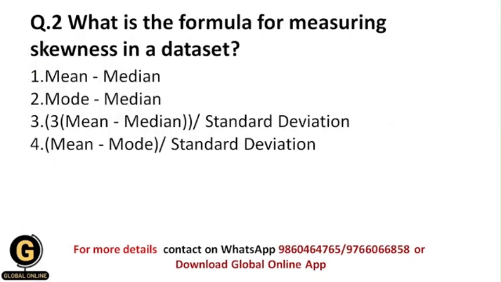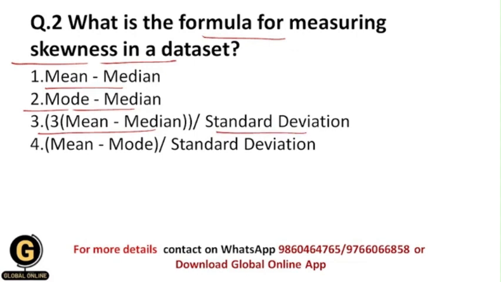Now next is, what is the formula for measuring skewness in a data set? Whenever we want to measure the skewness in a data set, there is a proper formula for that, and we need to answer which formula it is from these options. Whether it is mean minus median, whether it is mode minus median, whether it is 3 in bracket mean minus median upon standard deviation, or whether it is mean minus mode upon standard deviation.